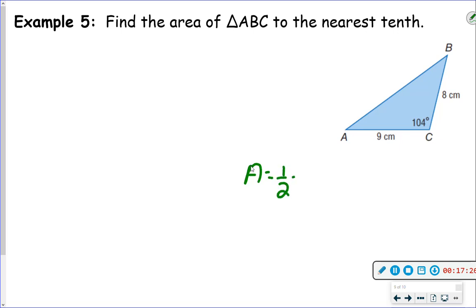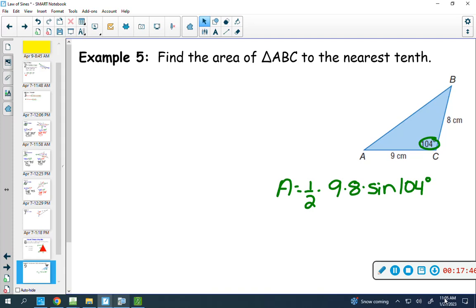times the sides, 9 and 8. I know you know what 9 times 8 is. I'm just going to write it though. Times the sine of the included angle. And all I have to do is type that in my calculator. No Pythagorean theorem needed. Okay, let's type this one in.